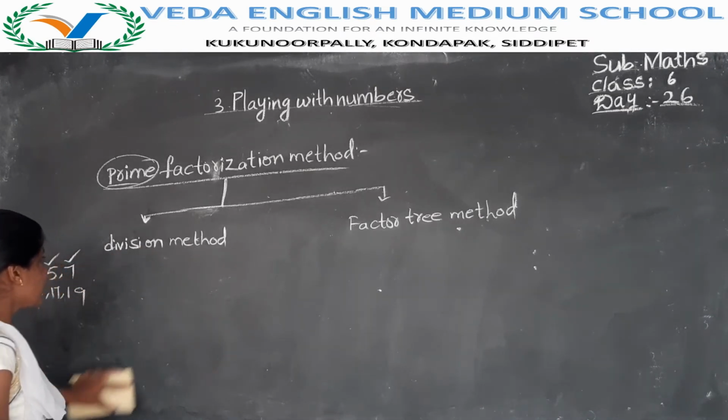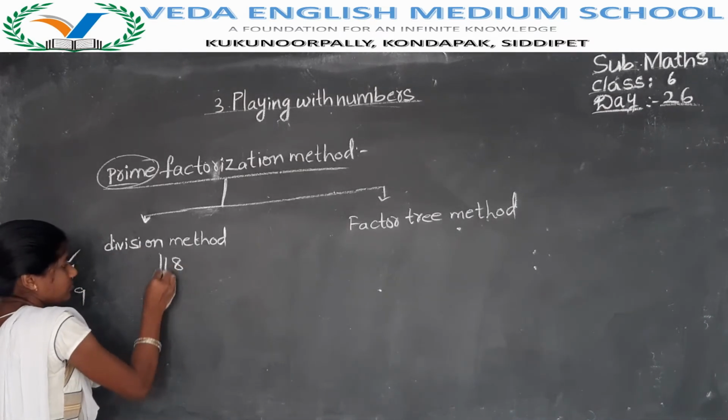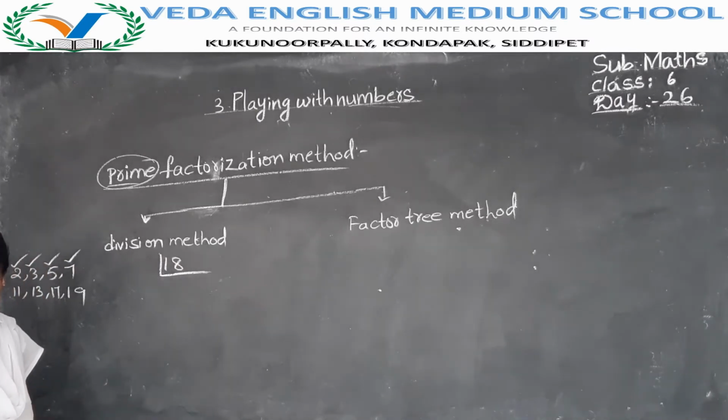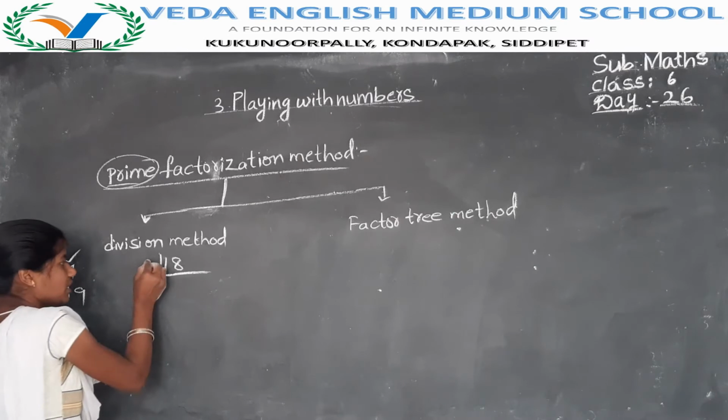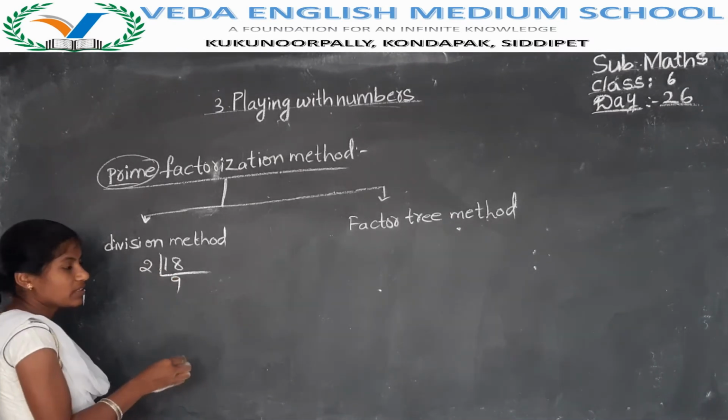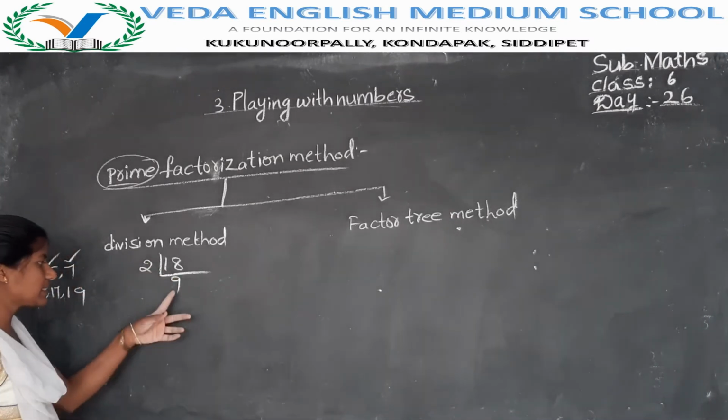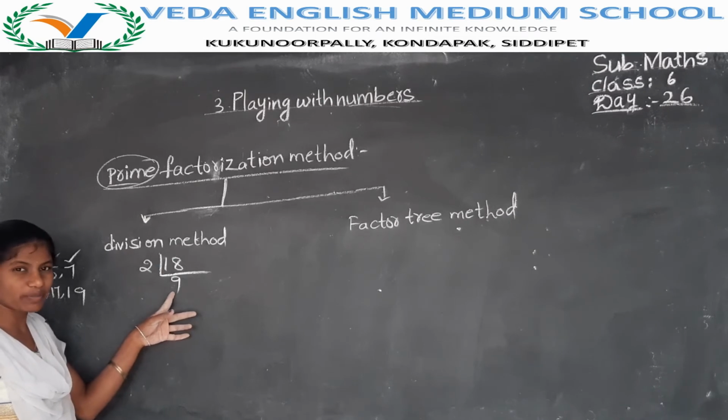I'll take here 18. Is 18 divisible by 2? Yes, it is divisible. That is 2 9s are 18. Again, now here we got 9. Is 9 divisible by 2? 9 is not divisible by 2.